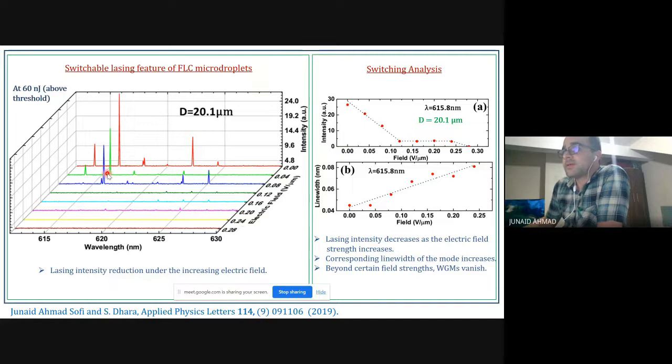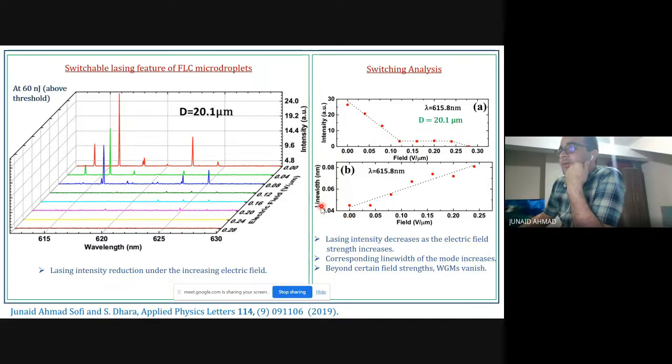And we again measured the lasing intensity and line width of this very line, and we found that this intensity follows a similar pattern, wherein the lasing intensity decreases rapidly and it changes slope right here. And in this region, we only see these whispering gallery modes up to a certain field value, and beyond this value, they eventually switch off. We don't see any spectra. And if we switch off this field, we again get back this whispering gallery mode lasing spectra, which basically signifies electrically switchable lasing in these ferroelectric liquid crystal droplets.